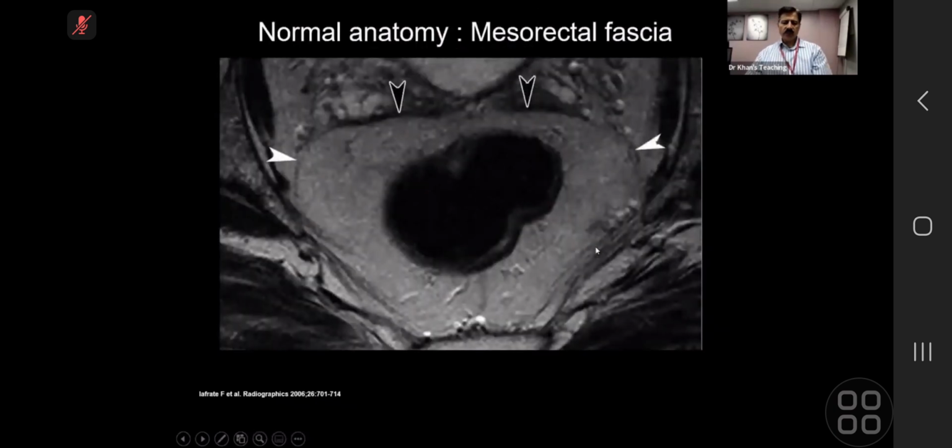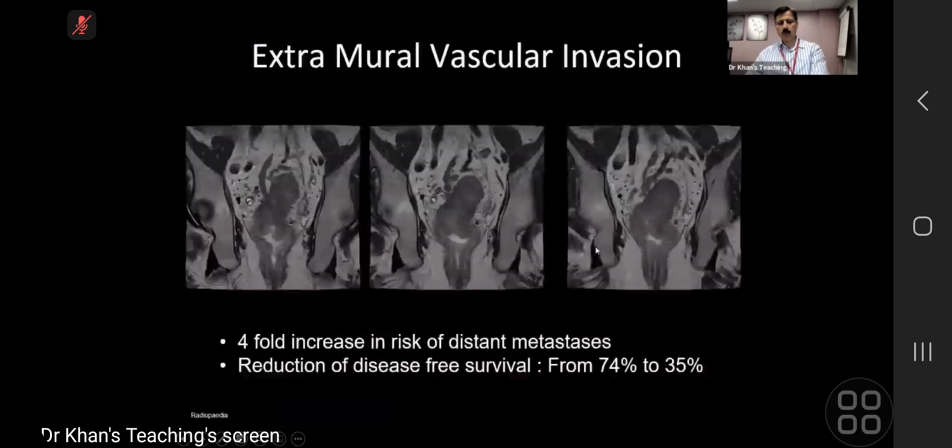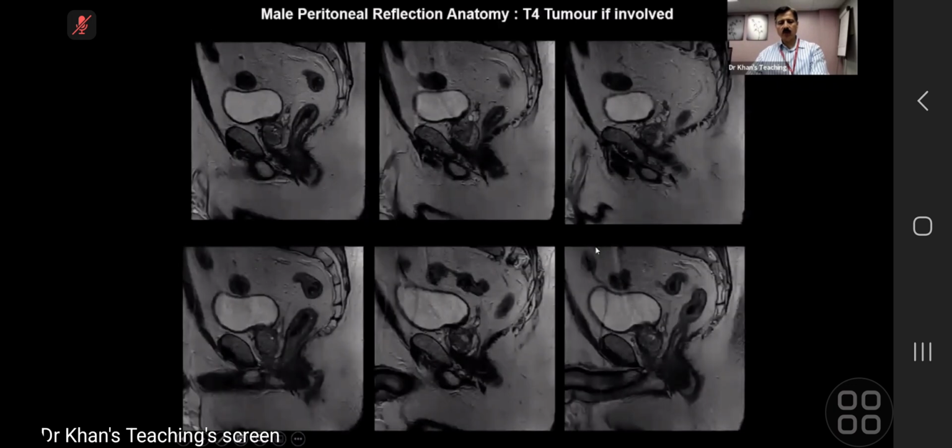Now, anatomy is the key. Please remember that there is the peritoneal reflection, it stops at a particular location, and if you see, this is a male pelvis.